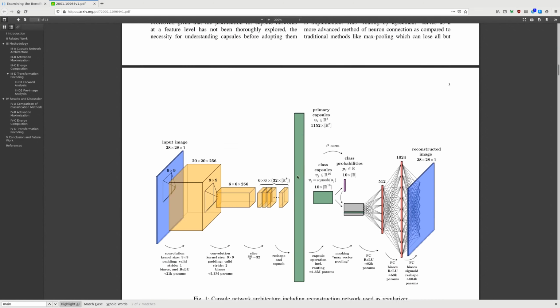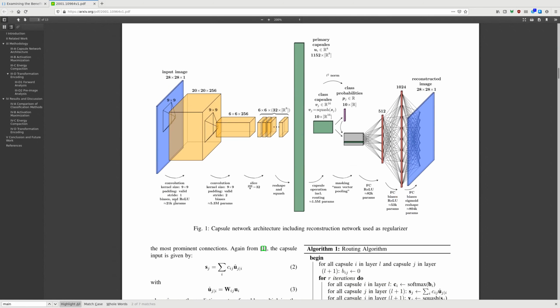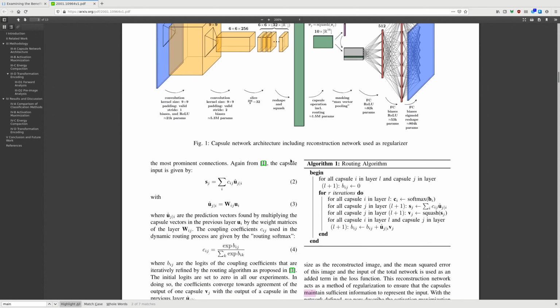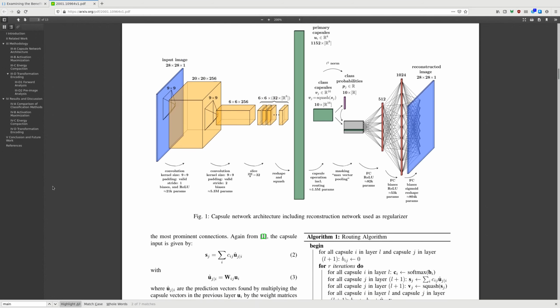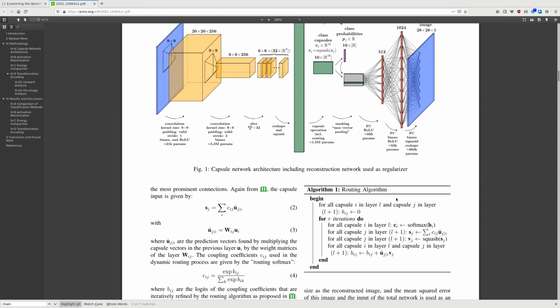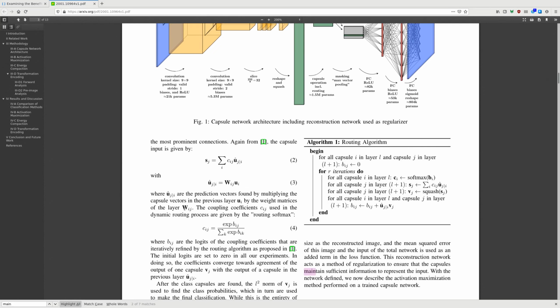Capsule network architecture. I think most people know this one, right? So we have these capsules within capsules, and then you have these routing algorithms which take the capsules from the upper layer to capsules in the following layer.